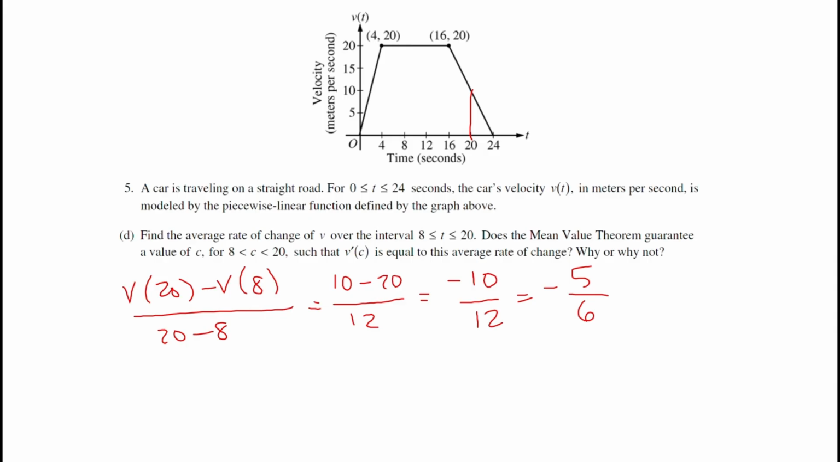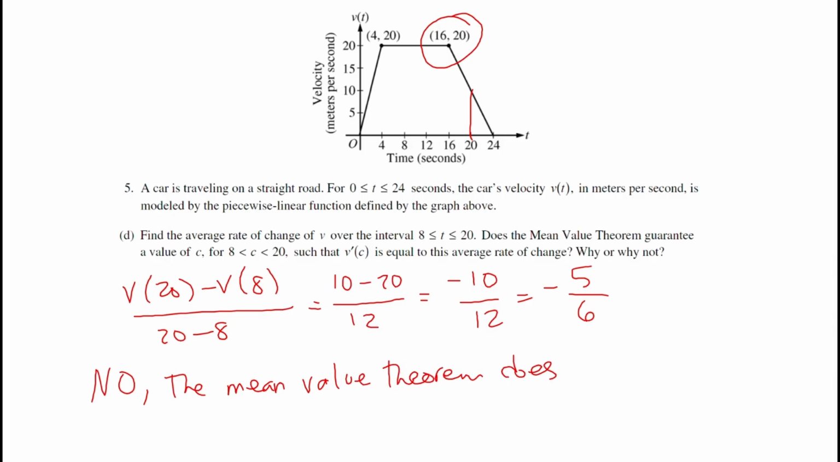And the question then says, does the mean value theorem guarantee a value such that v prime of c is equal to this average rate of change? And v is continuous, but we know that v is not differentiable at 16 because of the corner. So we can say no, the mean value theorem does not apply on this interval, we'll say on 8 to 20.